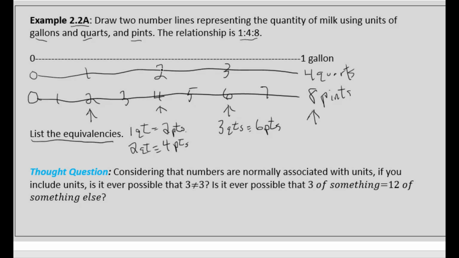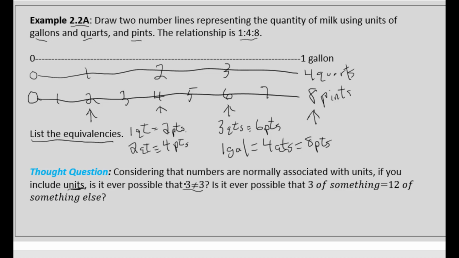See, numbers that line up vertically have the same underlying quantity, right? And finally here I have 1 gallon equals 4 quarts equals 8 pints. And so there are the equivalencies. So here's your thought question. Consider the numbers that are usually associated with units. Considering the numbers, if you include units, is it ever possible that 3 does not equal 3?